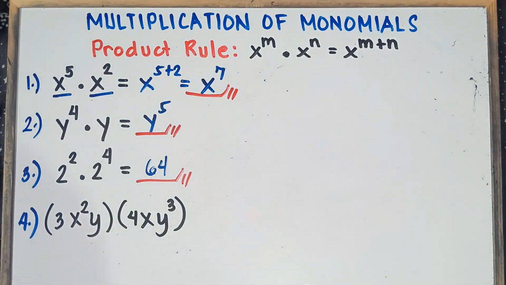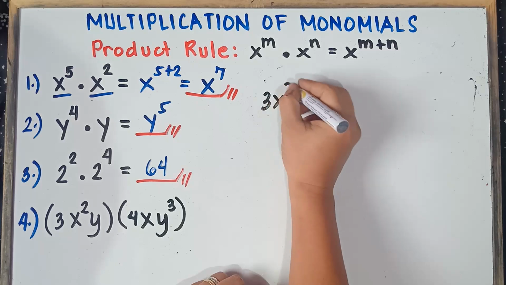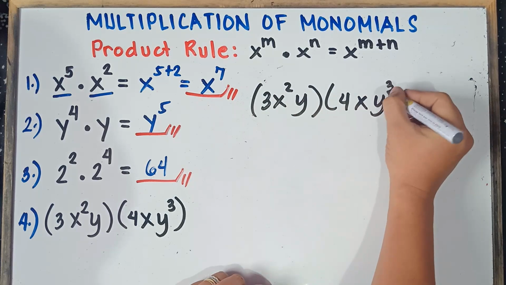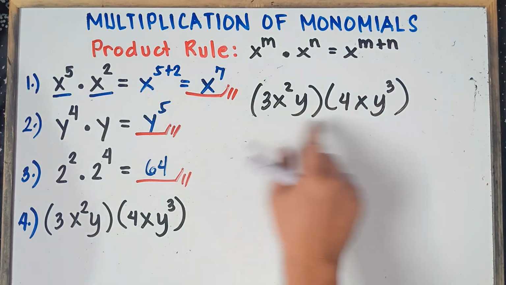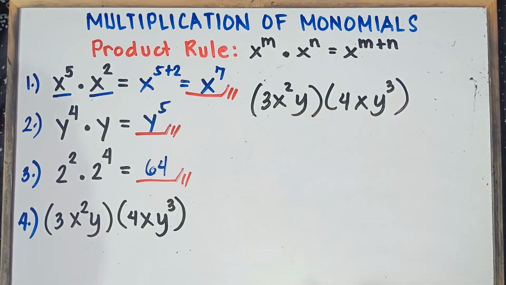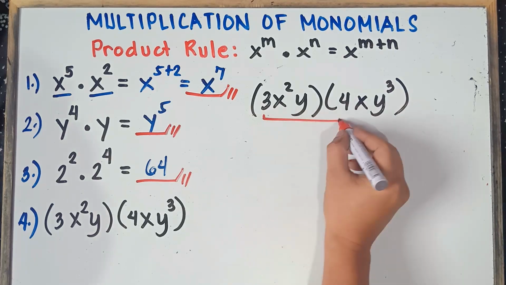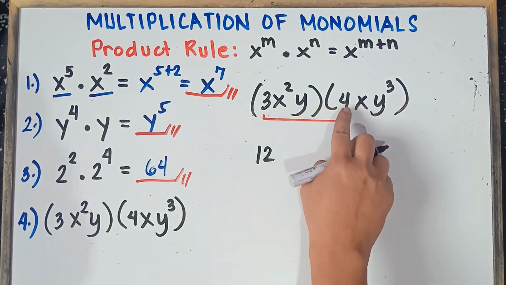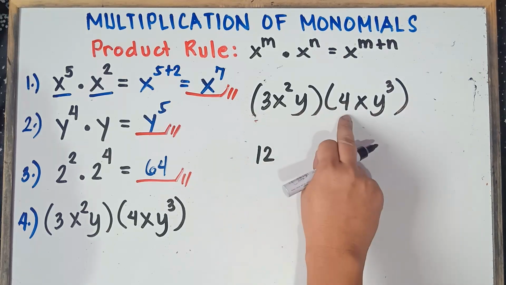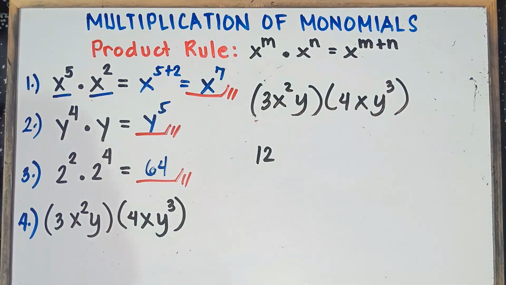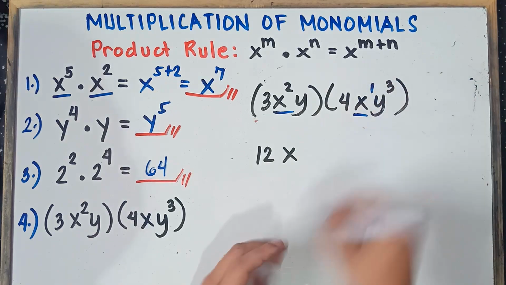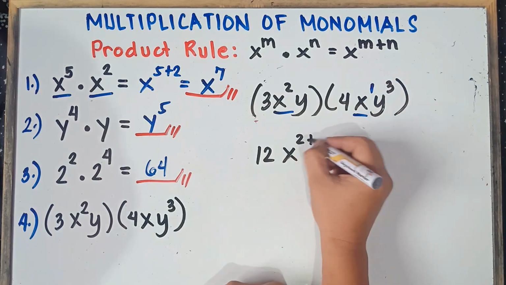So example number 4, we have 3x squared y multiplied by 4x y cubed. Alright, so first thing to do, class, you multiply the number first. So 3 times 4, so multiply this one. 3 times 4, that would be 12. And then same x. Once again, class, multiply the number first. That would be 3 times 4, that would be 12. And then same x, same base, copy x. And then simply add the exponent. So understood that there's 1 here. So that would be 2 plus 1.